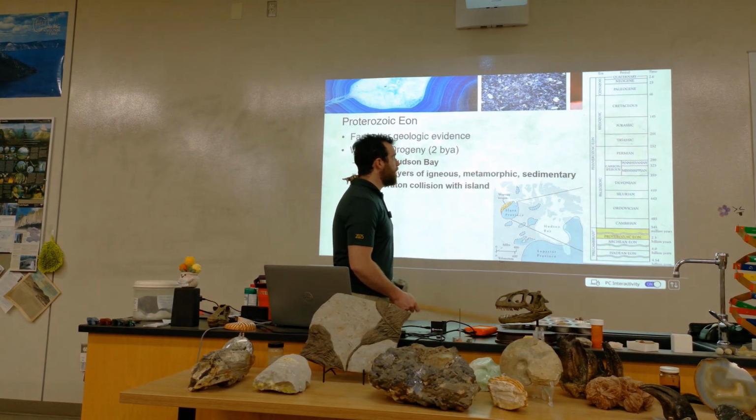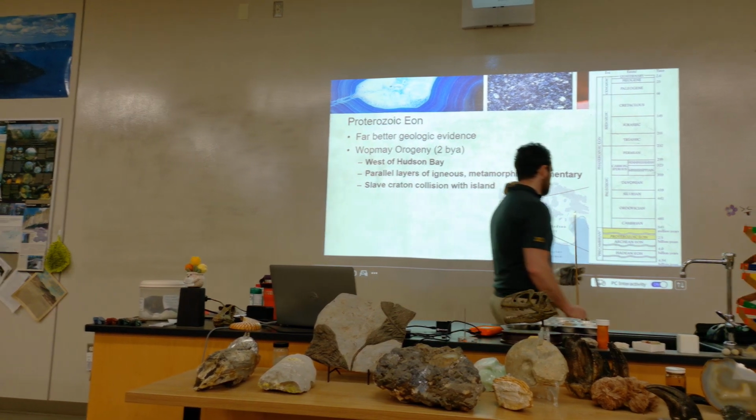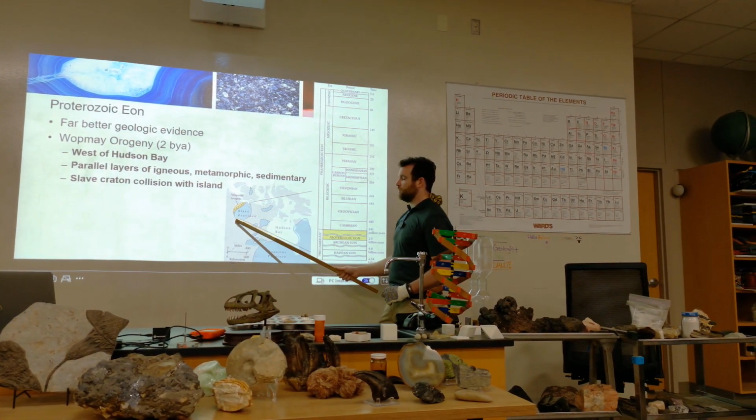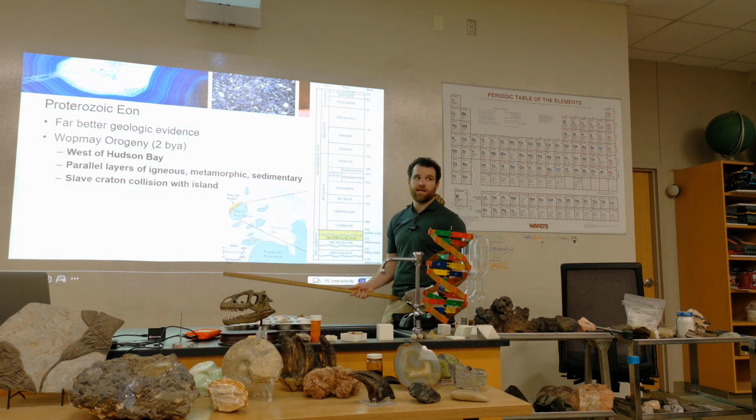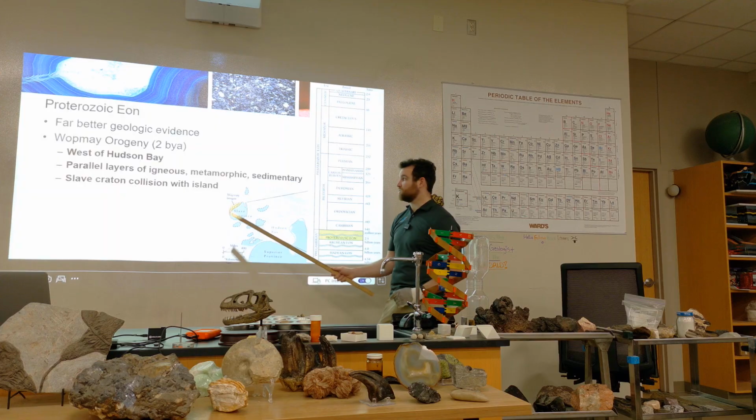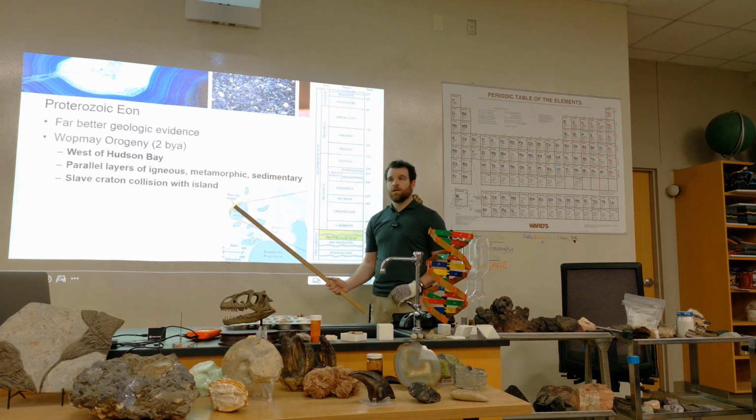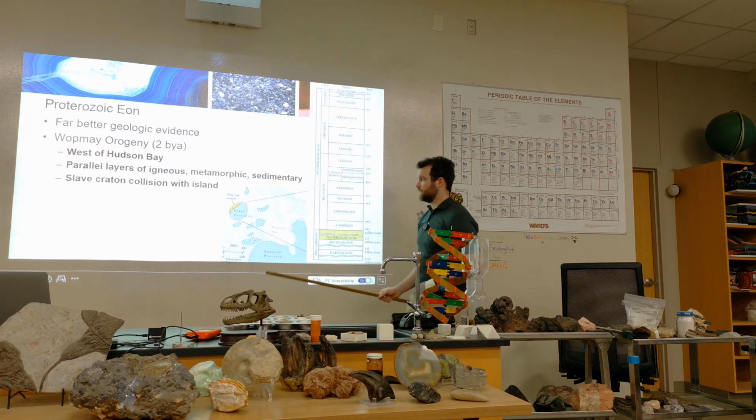So the first one is the Wopmay orogeny, which was 2 billion years ago. What happened here was our province up here, this kind of circular area, that's all that's left of it, preserved in northern Canada, okay? But this was its own microcontinent before. This is what's left of the microcontinent. We call it the Slave Province, okay? I didn't name it. Someone else did.